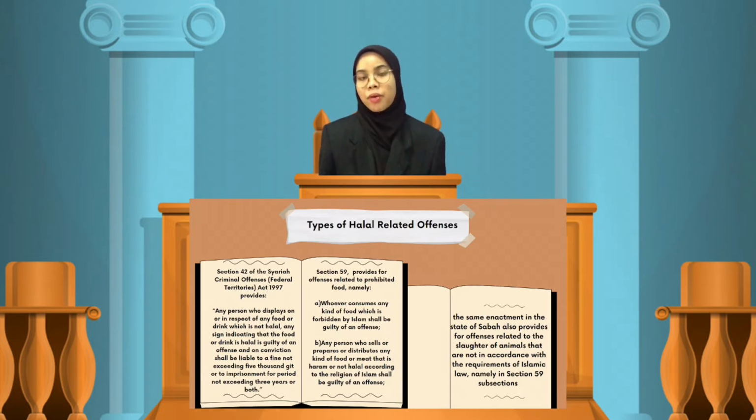Apart from that, the same enactment in the state of Sabah also provides for offences related to the slaughter of animals that are not in accordance with the requirements of Islamic law, namely in section 59, subsections 5 and 6. Anyone who, in violation of Islamic law, slaughters any kind of animal permitted by Islamic law is guilty of an offence and shall on conviction be liable to a fine not exceeding 1,000 ringgit or to imprisonment for a term not exceeding 6 months or to both. And anyone who slaughters any halal animal for the purpose of sale without obtaining permission or a written certificate from the council is guilty of an offence and shall on conviction be liable to a fine not exceeding 1,000 ringgit or to imprisonment for a term not exceeding 6 months or to both.